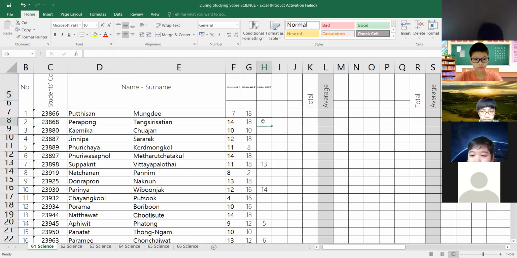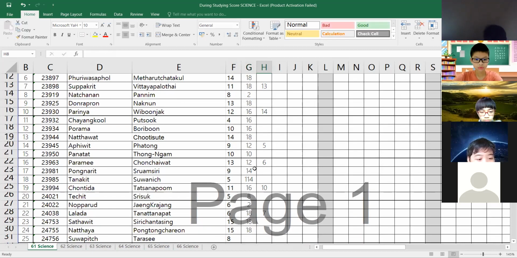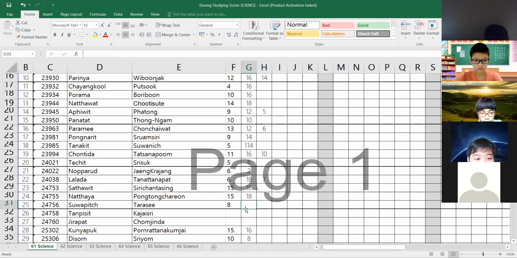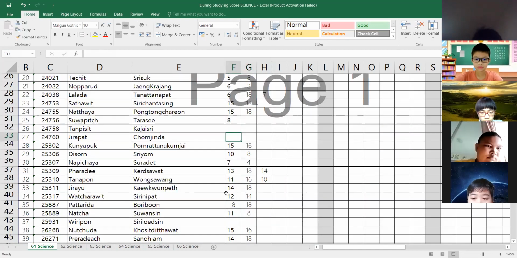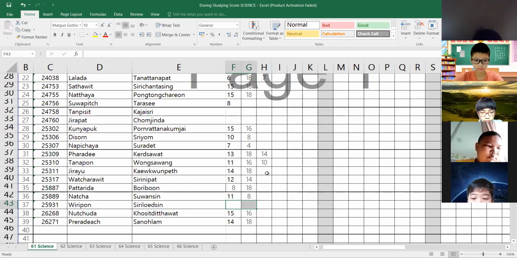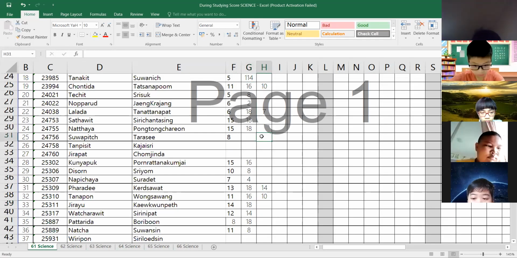If you can see, for example, there are some students here like Suwapit, Tanpisit, and Jirapat, they didn't have any answers here. I mean, they don't have any scores. Wiripon as well, no? So if they keep on being absent all the time, they will not answer, and they will have a zero score. Okay.